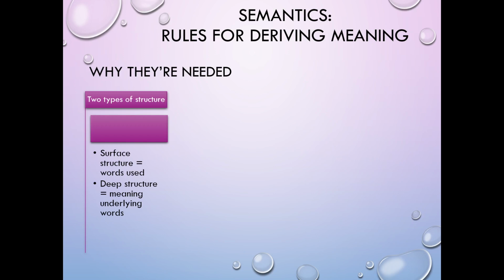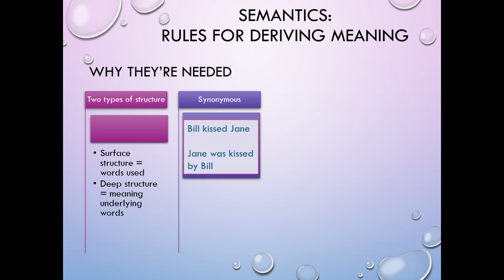And so we need semantic rules to figure out what the person means when in fact the deep structure doesn't match the surface structure. Let me give you some examples of different types of links between surface structure and deep structure. So in the synonymous type, the deep structure and the surface structure match. So Bill kissed Jane and Jane was kissed by Bill mean the same thing, right? The surface structure may look different, right? Bill kissed Jane looks on the surface different from Jane was kissed by Bill, but the deep structure in both of those sentences is the same.